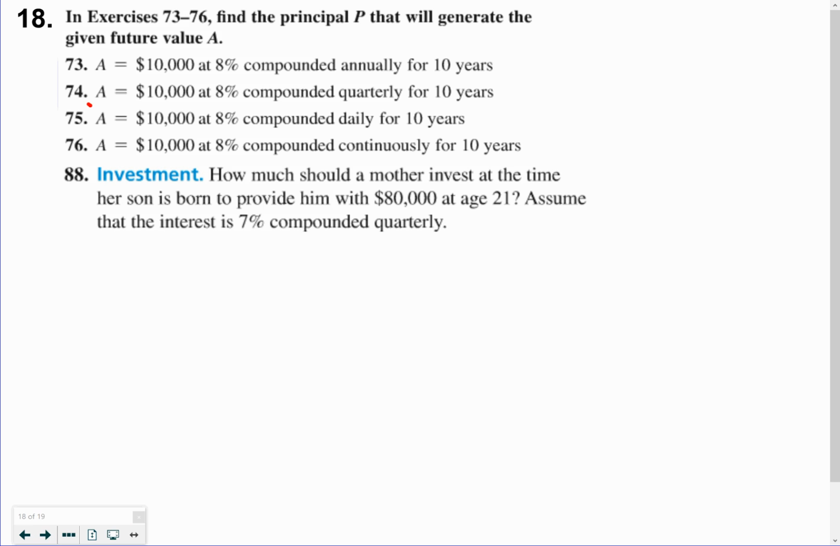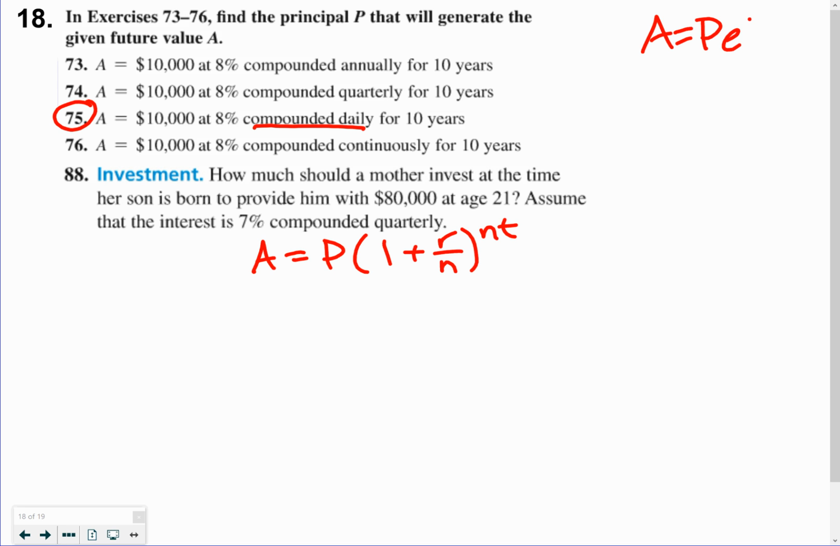75. Okay. So we've got 10,000 at 8% compounded daily for 10 years. We are again using our general compound interest formula here. If it said compounded continuously, what formula is that? PERT. So make sure you write that down. That could pop up in a problem. If it's compounded continuously, you use PERT. Any other time, we use this one.